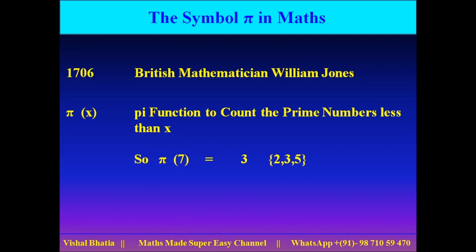Now there is a function called the pi function, again small case pi. This pi function is used in mathematics to count the number of prime numbers less than x. So if I were to run the function pi of 7, it will give me the answer 3, because you will see that there are only 3 prime numbers which are less than 7: 2, 3 and 5. So it gives the number of prime numbers less than the number within the pi function.